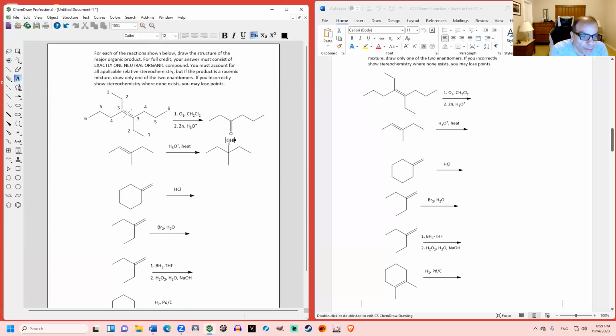So the OH goes on the more substituted carbon and the hydrogen on the less substituted carbon. And we get this alcohol. That's also a mechanism that you need to know.